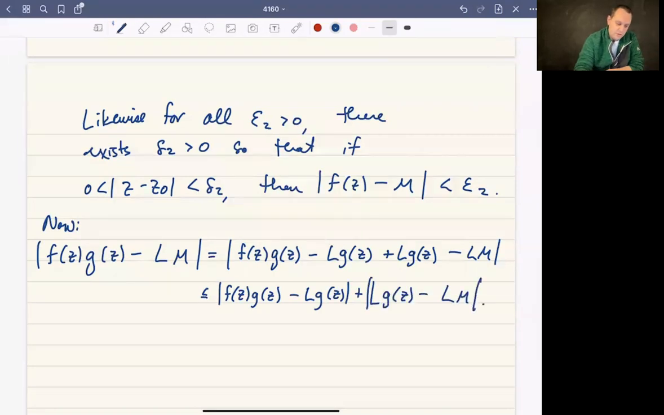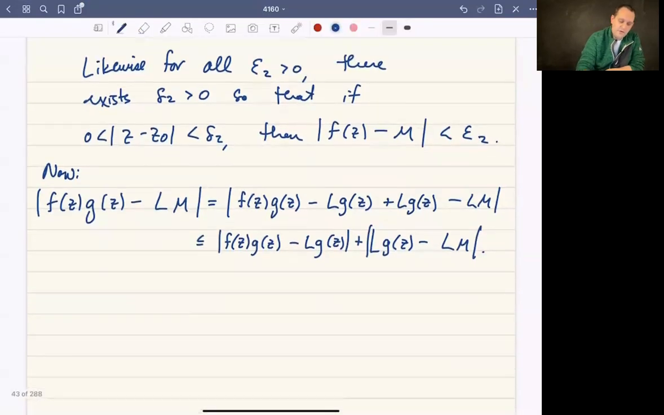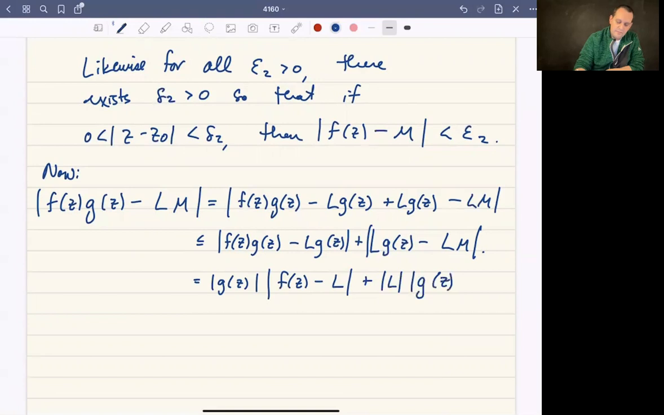Okay, and so let's see what's going to happen now. On the first term, I can factor out the g of z, and this is going to be equal to the modulus of g of z times f of z minus L. In the second term, I can factor out the L, and we'll end up with the modulus of L times g of z minus m.